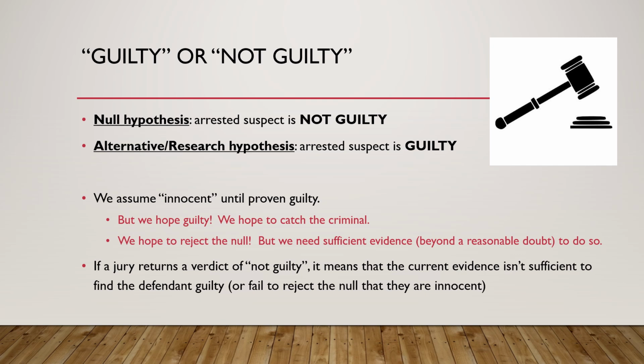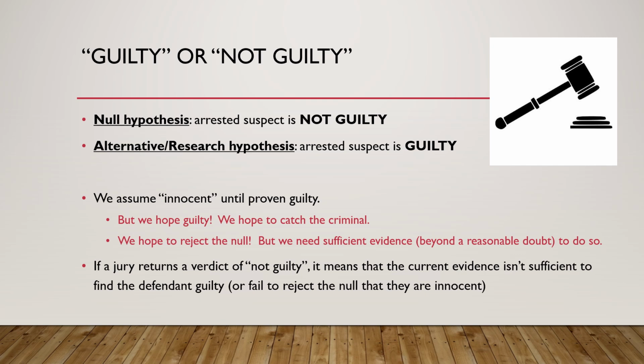So in a legal situation, if a jury returns a verdict of not guilty, it means that there is not sufficient evidence to find the suspect as guilty to support that alternative or research hypothesis. They fail to reject the null and suggest that the individual is innocent. All right, so this is the allegory, the analogy we're going to use.